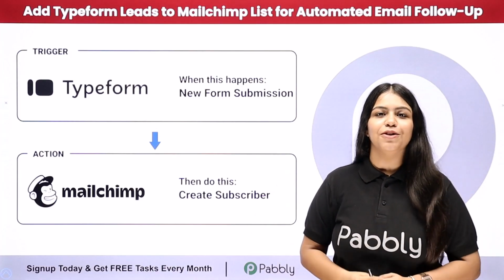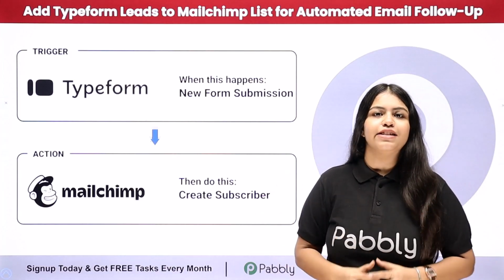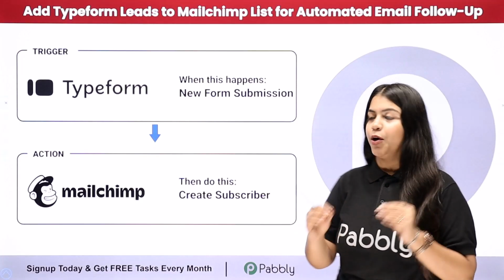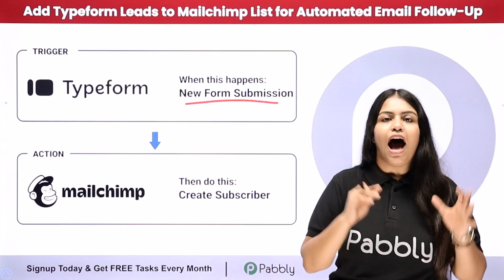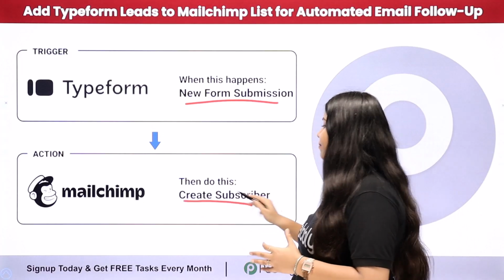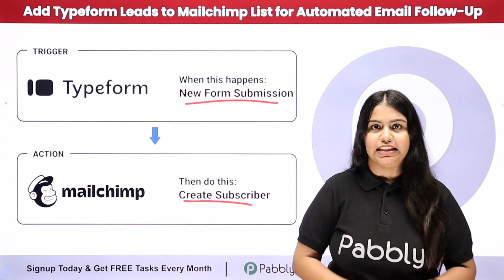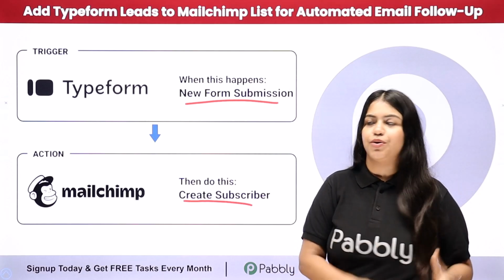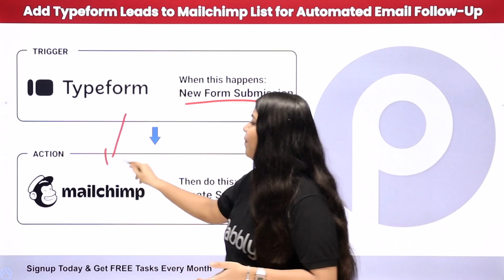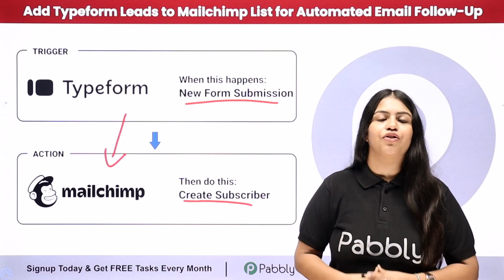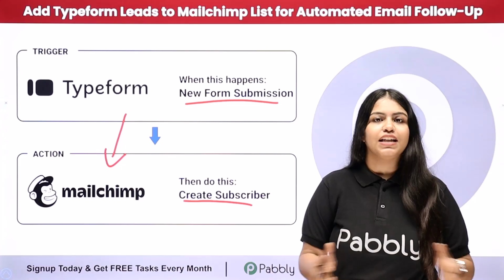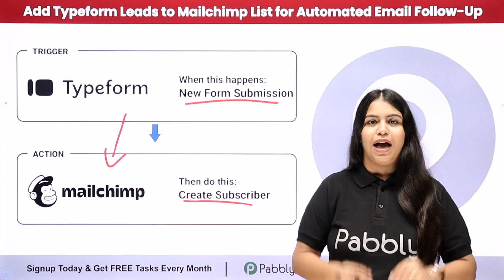So like you, I also use Typeform to collect the details of my own leads, and now what I want is that as soon as a new form submission is made in Typeform, I want to create a new subscriber in Mailchimp too using the same details. So to do this, we are simply going to create a connection between Typeform and Mailchimp, and we are going to create this connection without knowing any programming or coding language using an amazing automation software which is Pabbly Connect.